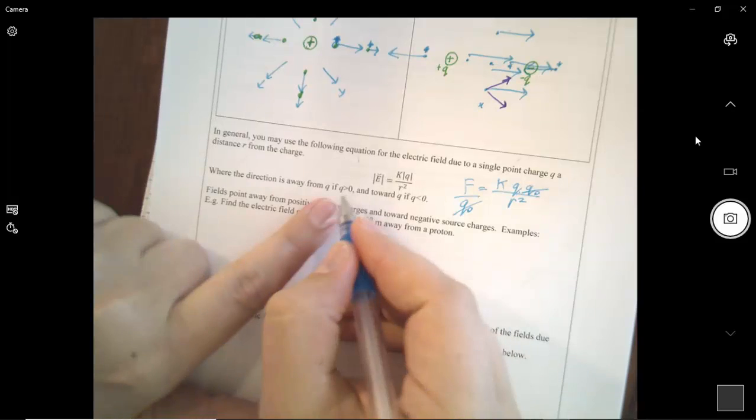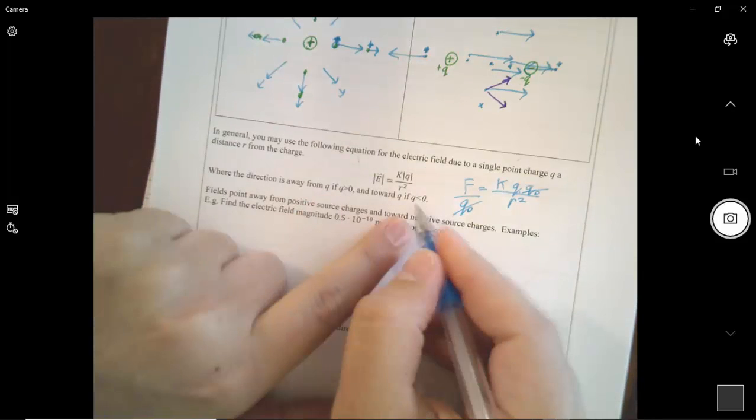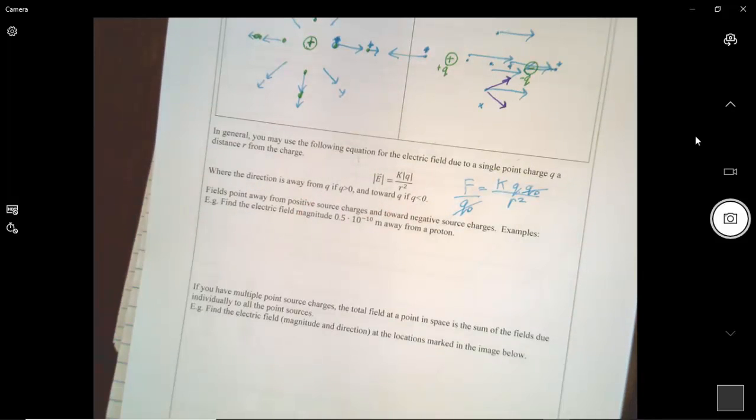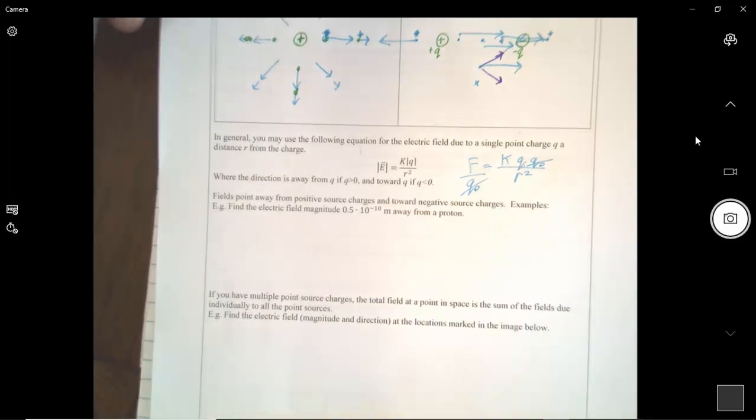The field lines, or the field vectors, are going to point away if the charge is positive and toward if the charge is negative, because again, we're thinking of a positive test charge determining the direction.